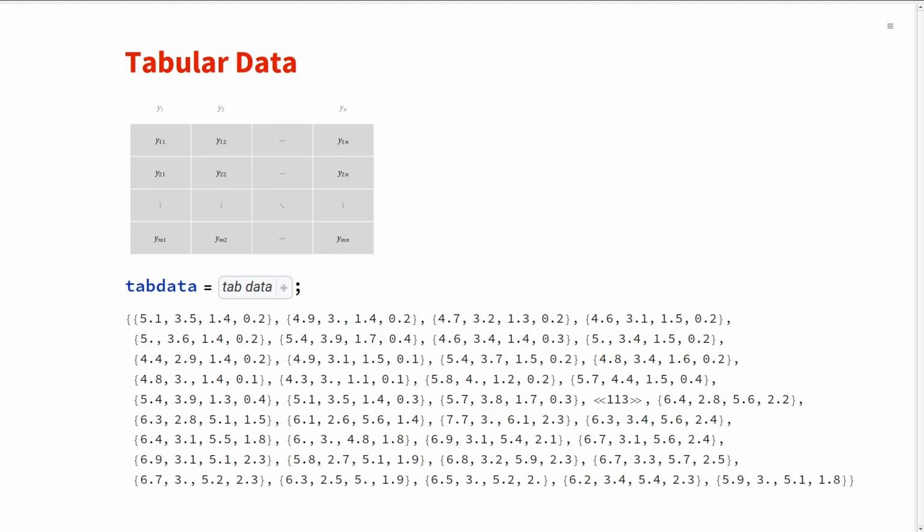If we consider the columns, we have n columns starting with y1 up to yn. And in the example dataset, y1 contains the values 5.1, 4.9, 4.7, and so on. And y2 contains 3.5, 3, 3.2, and so on. I'll be using this dataset that you see on screen throughout this talk to keep things simple and consistent.